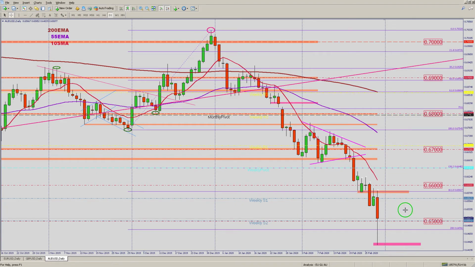So this is going to be the key trading range for next week. The 162 Fib around 0.6580, and down to the 200 Fib at 0.6476 or even lower.